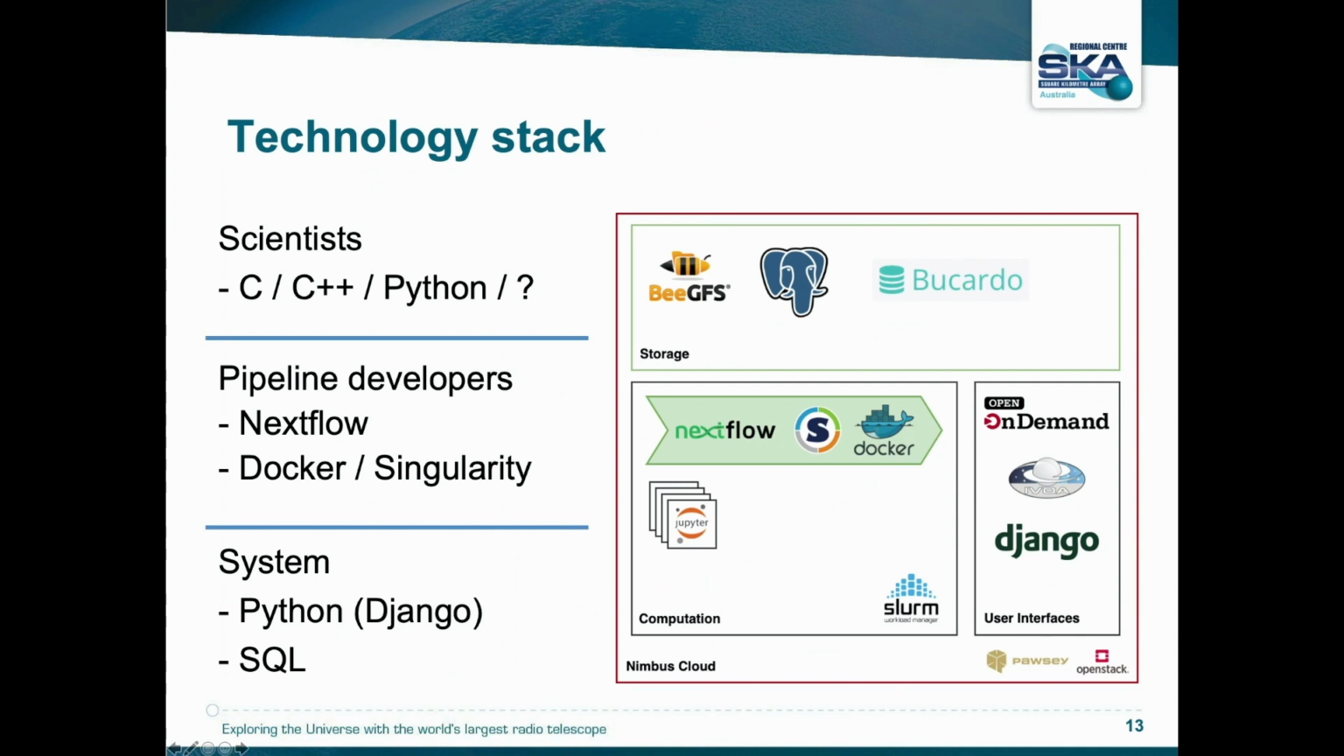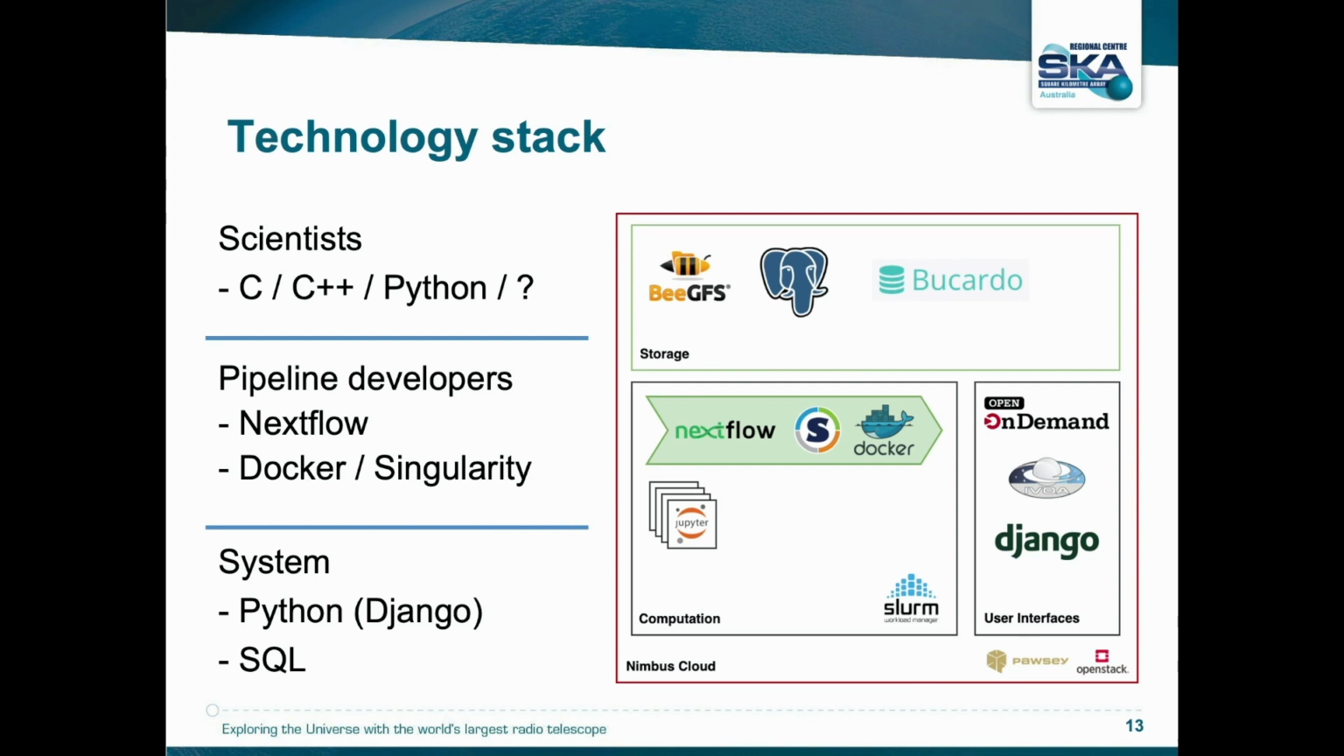The diagram on the right covers the technologies that we use. We are lucky enough to have access to an OpenStack cloud allocation from the Pawsey Supercomputing Center. This gives us lots of flexibility to play with the tools that we want. We've installed Slurm on that and BeeGFS for a POSIX file system. On that Slurm cluster we use Nextflow for these pipelines and Singularity and Docker for containerizing the applications that we run in those pipelines.